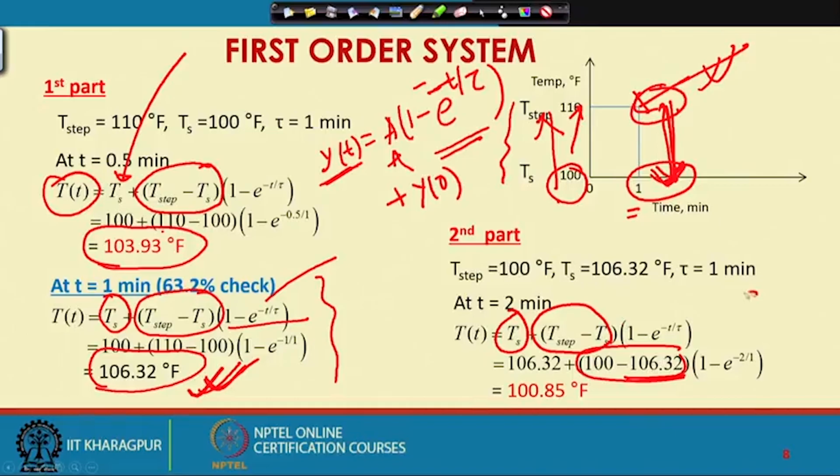and 1 minus e to the power minus t by tau. So, time t equal to 2 minutes, and you straight away compute as 100.85 degree Fahrenheit.